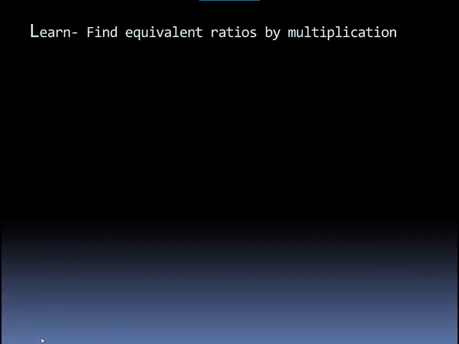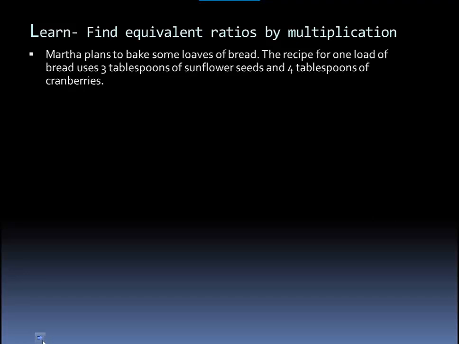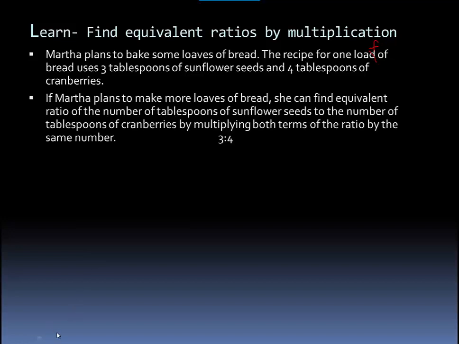Now let's learn to find equivalent ratios by multiplication. We've been doing those with division; now we're going to do it with multiplication. Martha plans to bake some loaves of bread. The recipe for 1 loaf of bread uses 3 tablespoons of sunflower seeds and 4 tablespoons of cranberries. If Martha plans to make more loaves of bread, she can find equivalent ratios of the number of tablespoons of sunflower seeds to the number of tablespoons of cranberries by multiplying the terms of the ratio by the same number.